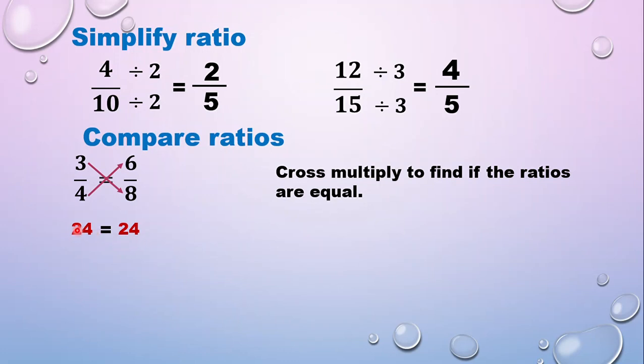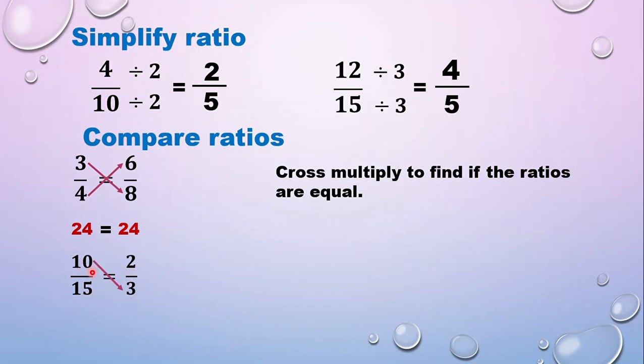So, since the products of the two ratios are equal, the 3/4 is really equal to 6/8. Next, 10/15 is equal to 2/3. So, let us cross multiply again.